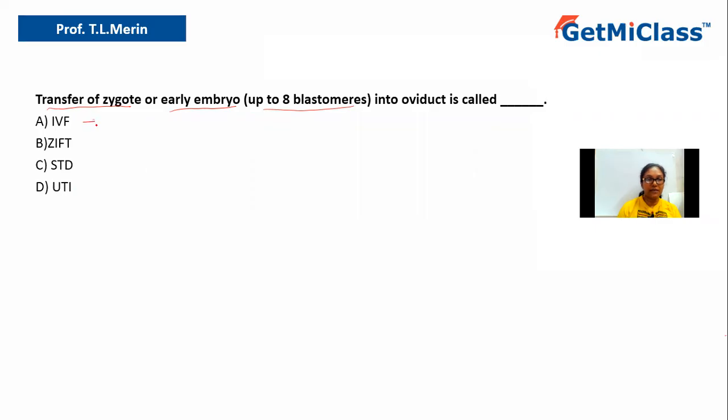Option A says IVF. So what is option A? IVF is nothing but in vitro fertilization, where if the fertilization cannot occur within the female's body, then the fertilization is done outside the body, that is in the lab condition. It is called in vitro fertilization. Here the gametes from the male and the female are collected, and then the fertilization is performed in the lab.